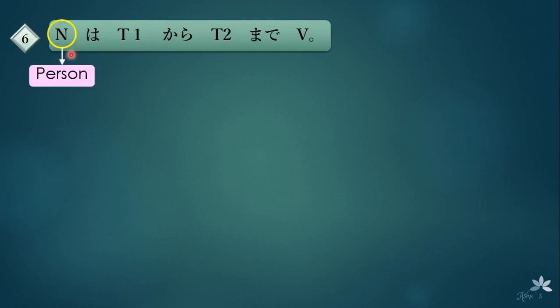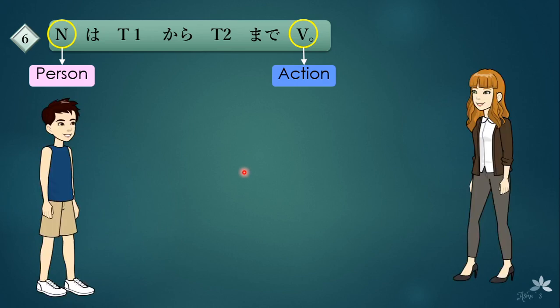Now the N here is a person who is the subject of the sentence. T1 and T2 denote time 1 and time 2. Kara is from, made is to, and V stands for an action, the verb. So here we are making a sentence that this person does some action from time 1 to time 2. Let's understand it with some examples.